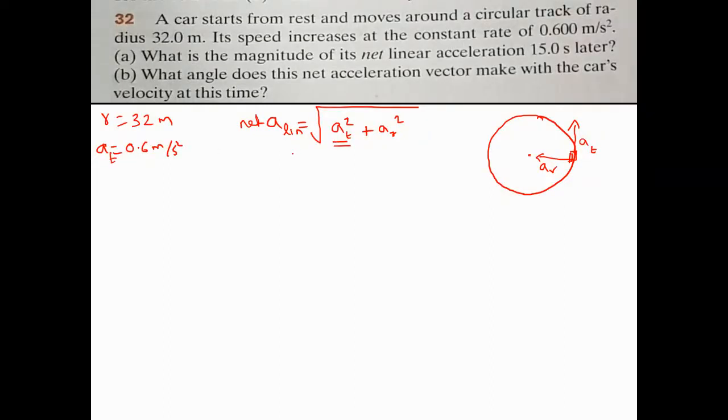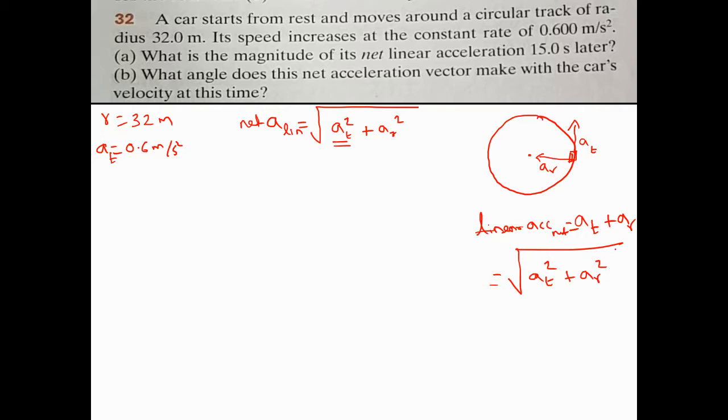Doctor, where did we get this formula? Brother, the net linear acceleration is equal to the tangential acceleration plus the radial acceleration. Understand? Yes. Now, finding the magnitude: how do we find it? Tangential acceleration squared plus radial acceleration squared. Am I right or not?